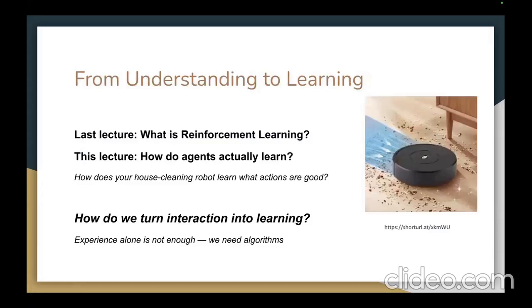So, last lecture we discussed what is reinforcement learning, and this lecture we want to discuss how agents actually learn. So, for example, imagine that you are training your house cleaning robot. How does your robot learn what actions are good? Last week we defined the agent, the environment, the reward, and basically, how can we turn interaction into learning?